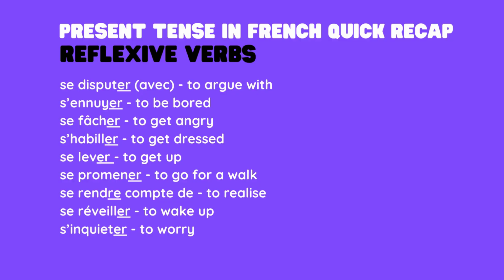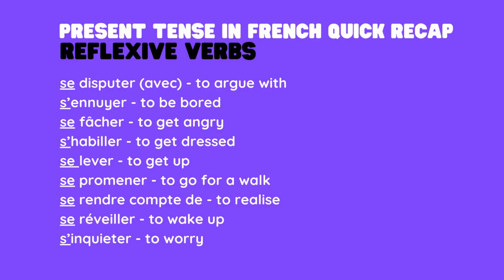So it's a reflexive verb. The verb part is like a normal verb, the bit that ends in er, re, and ir. You can see them: disputer, ennuyer, fâcher, habiller. However, they also have a reflexive pronoun. The reflexive pronoun is the se bit.